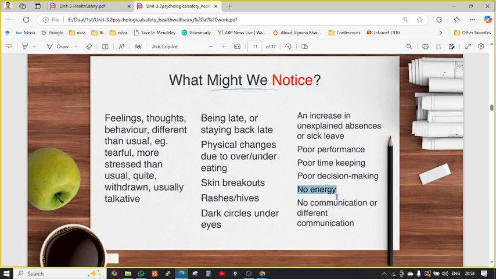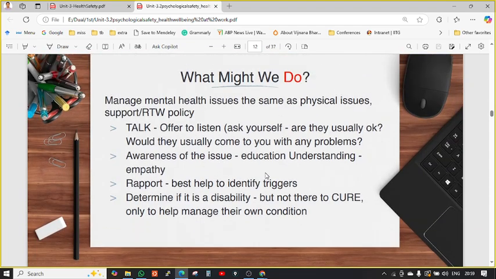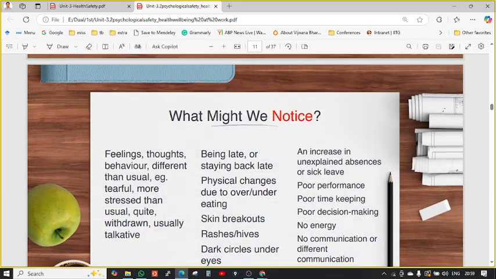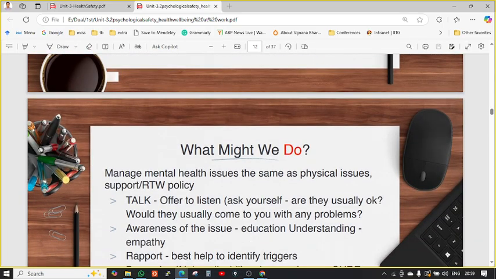No energy, feeling very tired, lazy, all these things. No communication. Someone does not talk, even less communication, someone becomes quiet. So these are the signs. If you notice this kind of signs, then you think that these are signs of mental weakness or mental sickness. If you have seen these signs, then what we have to do, we will study in our next classes.